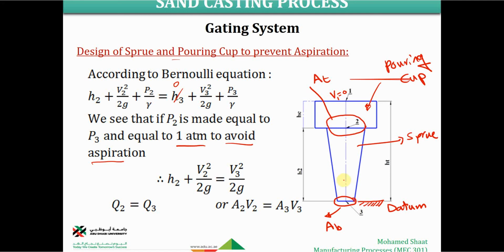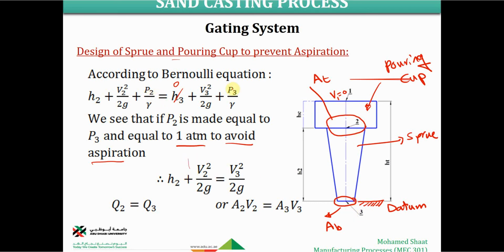So that's why the down sprue is vertical. It means that we are not adding more pushing to the molten metal. So the pressure at area 2, at area 1, at area 3, the pressure everywhere should be the atmospheric pressure, which is just 1 atmosphere.